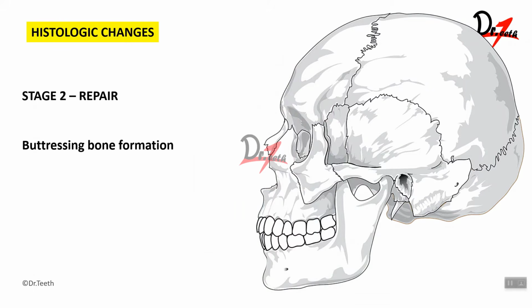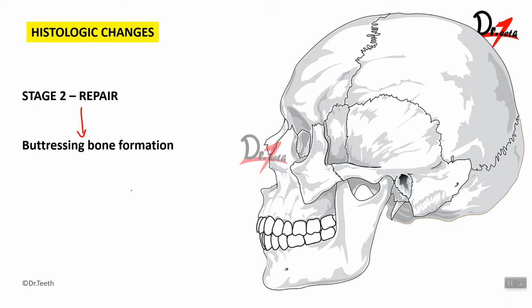Coming on to the second stage, that is the stage of repair. When forces are applied and the bone is resorbed, there is an attempt to reinforce the thinning trabeculae. And this attempt to compensate for the lost bone is called buttressing bone formation. So this is a very important reparative process that occurs during trauma from occlusion.